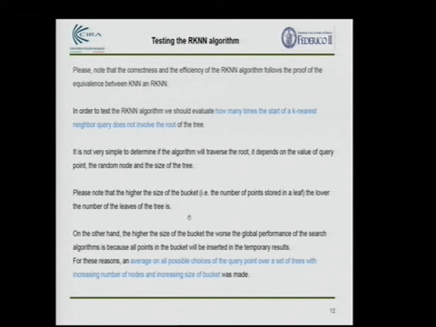We don't need to prove the correctness or the efficiency of the RAND algorithm, because the proof of the equivalence gives us the correctness and the efficiency. In order to test the random algorithm, we should evaluate how many times, when starting a k-nearest query, the algorithm does not involve the root of the tree. It is not very simple to determine it, because it depends on the value of the query points, the random node chosen, and the size of the tree.